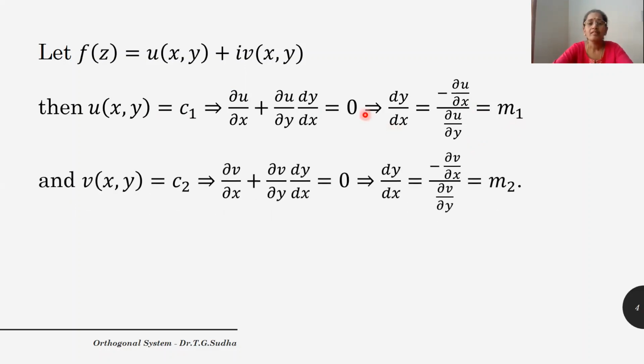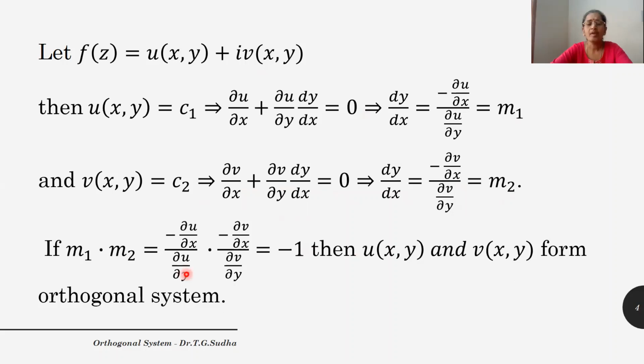Similarly, let us equate the imaginary part v to a constant c2. On differentiation we get ∂v/∂x + ∂v/∂y · dy/dx = 0. On solving for dy/dx here we get -vx/vy, and let us represent that by m2. Now if the product m1 · m2 = -1, then u and v form an orthogonal system. That is, they are perpendicular to each other.